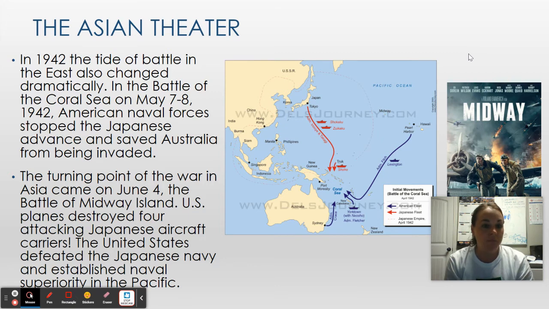But the big turning point in the Pacific, where we were not on the defensive but turned around and very much were on the offensive, was at the Battle of Midway Island. This is going to be on June 4th, 1942. And we are going to end up destroying 4 Japanese aircraft carriers, which of course is huge.